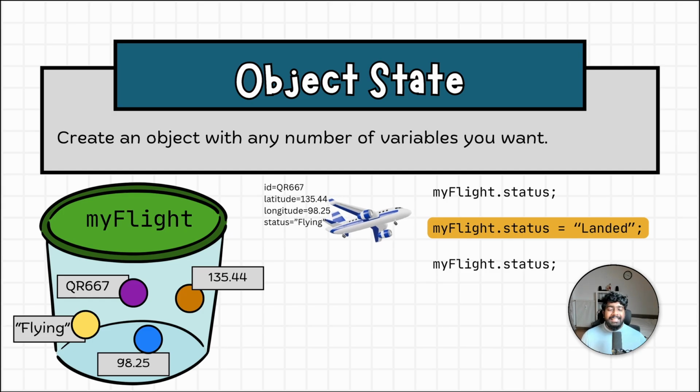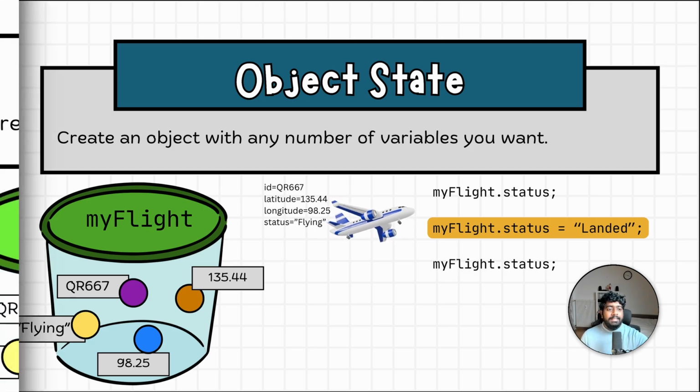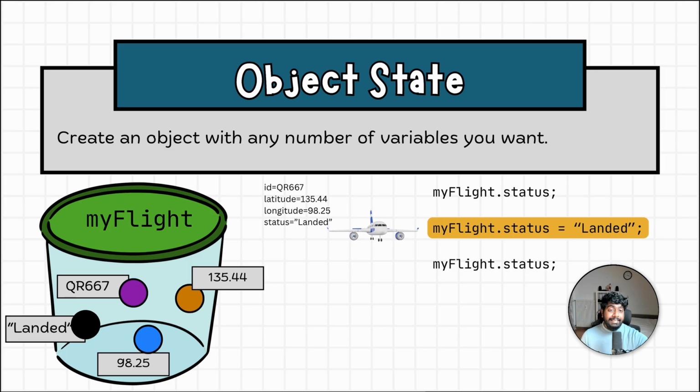It is also very similar to the variable state. You can create an object with any number of variables you can imagine. According to our last exercise, we had only 4 different variables grouped into a single object. If you pay attention to this code on the right hand side, we are trying to access the status variable. The status variable can be accessed using the object name followed by the dot sign and then the status. That's the variable name. When the computer executes this highlighted line of code, the value of the status variable inside that myFlight object will be changed to landed.